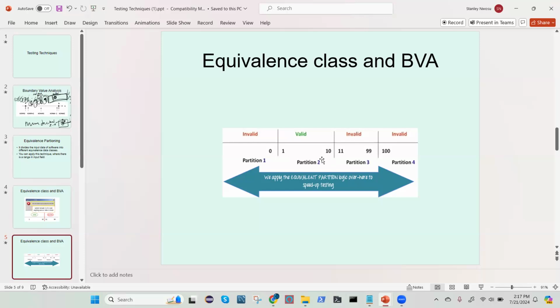Maybe you're going on vacation with your family. Okay. Number of family members is 10. If you book more than 10, you cannot do that anymore. That is also kind of equivalent. So you are trying those test cases for those clients. So anything up to 10 is considered to be valid. Anything above 10 is considered to be invalid.